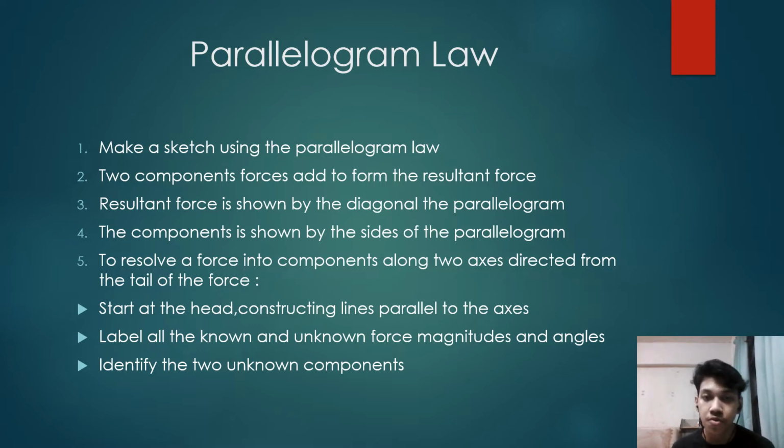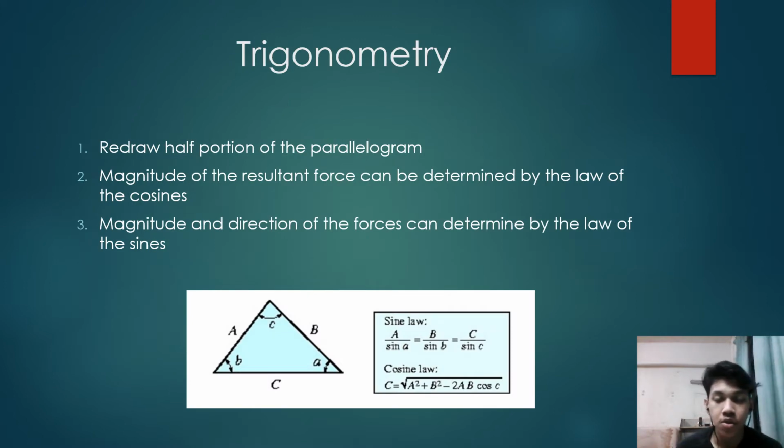So next we are going to the trigonometry method. It only has three steps. The first step is to redraw half of the parallelogram, which must become a triangle. That's why we must redraw only half of it. The second step is that the magnitude of the resultant force can be determined by the law of cosines. Meanwhile, with the law of sines, we can determine two things: the first is the magnitude and the second is the direction.